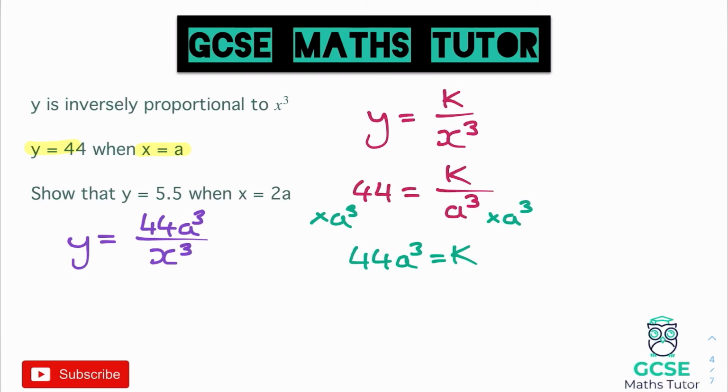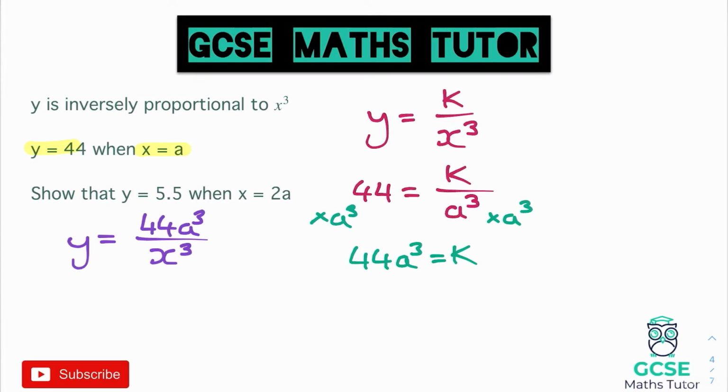Now, what do we need to do next? We need to actually show that y is 5.5 when x is equal to 2a. So let's go about subbing these pieces in. We don't need to actually sub 5.5 in place of y, we're just going to show that y is going to equal 5.5. As long as it equals 5.5 at the end and we get a match, we know we've done this correctly.